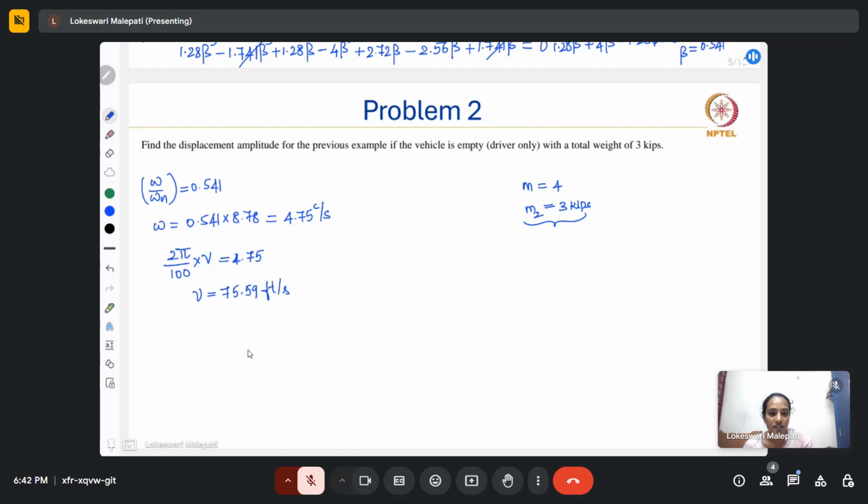So what are the things that would change when the mass changes? Basically the critical damping would change and the natural frequency also would change, because critical damping is equal to 2 square root of km, and omega n depends upon the stiffness and mass. So when the critical damping changes, the damping ratio also changes. So we need to find out these two things and then update the values in the transmissibility ratio equation. So please try to solve this on your own.